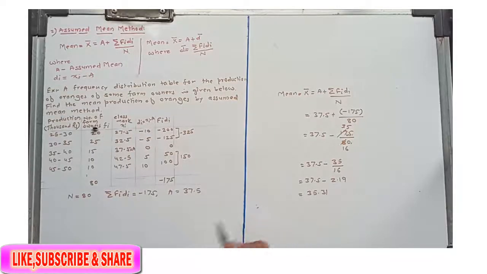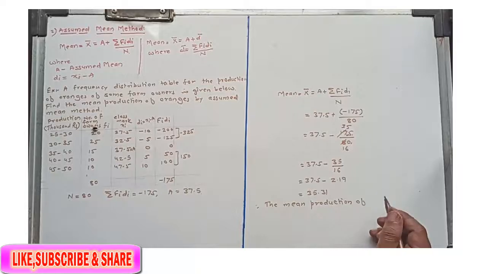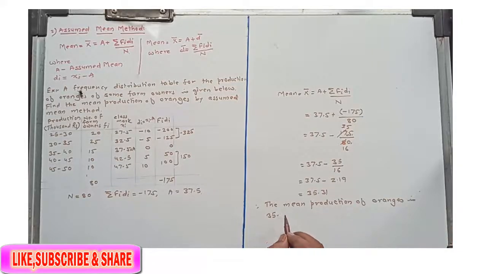Okay, and therefore at last write that the mean production of oranges is 35.31 thousand rupees. Okay, so in this way we have to solve examples by assumed mean method.